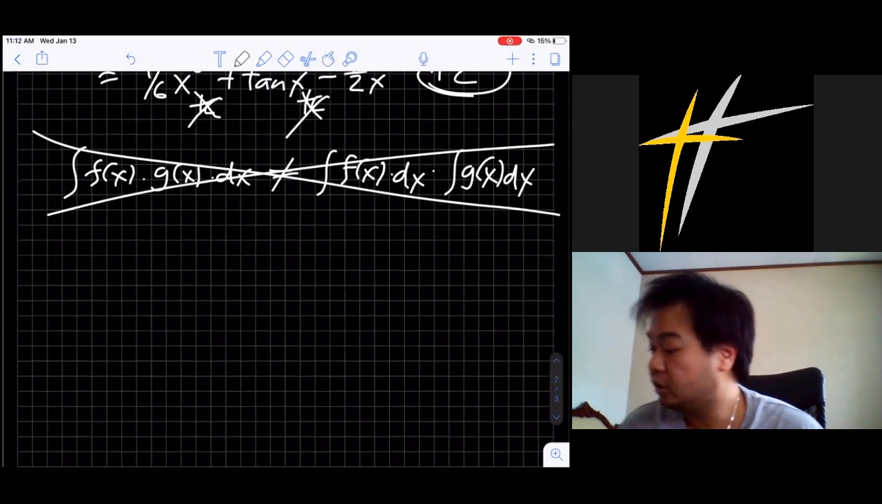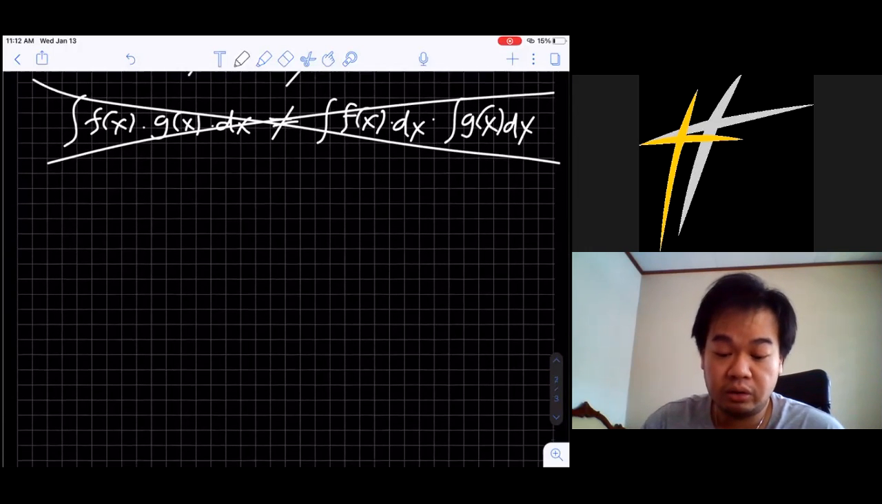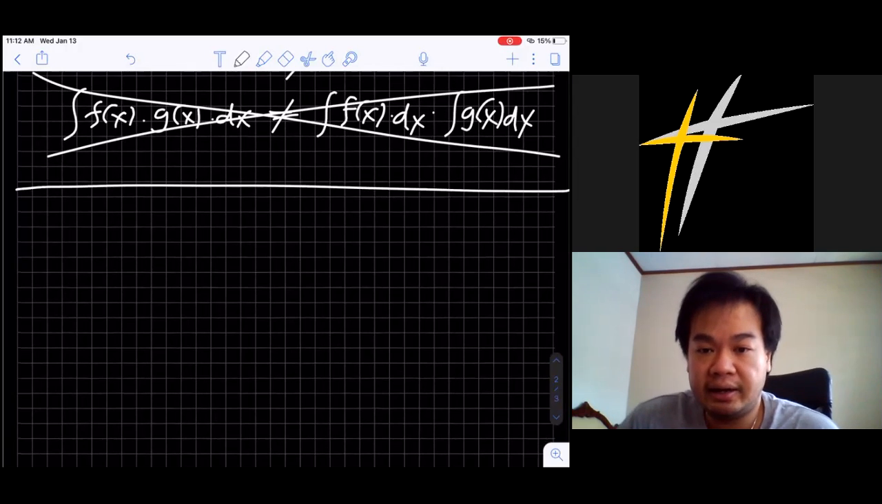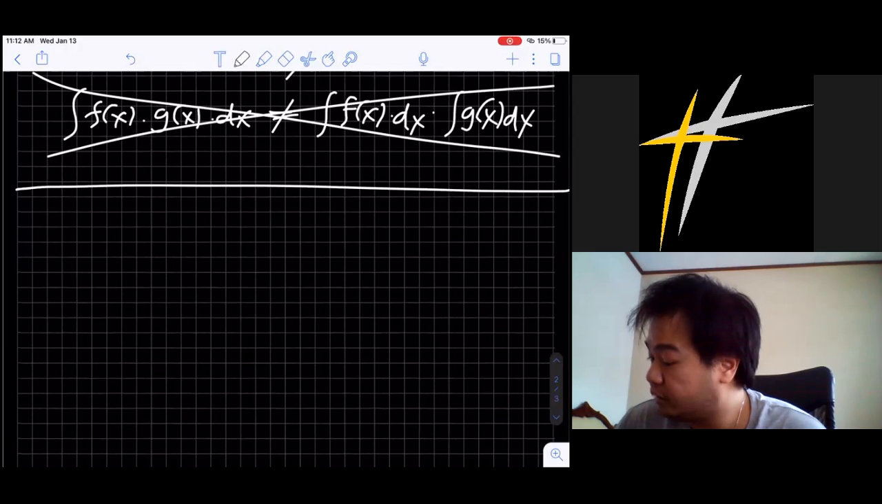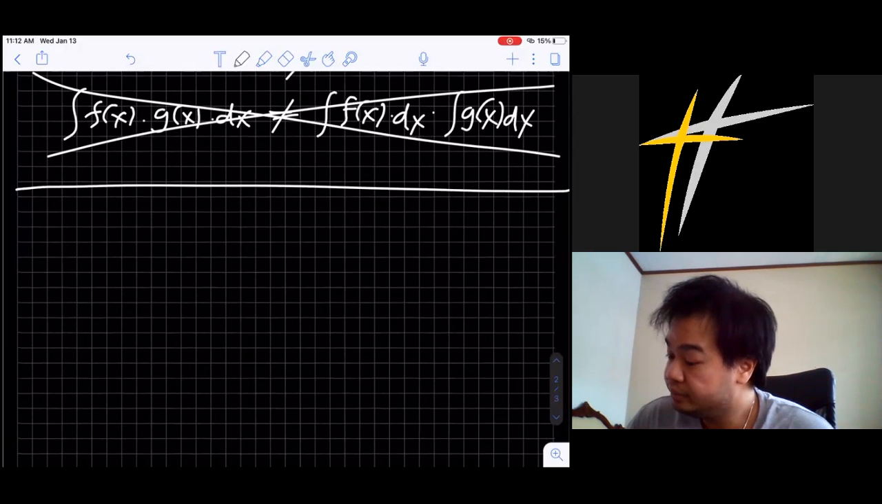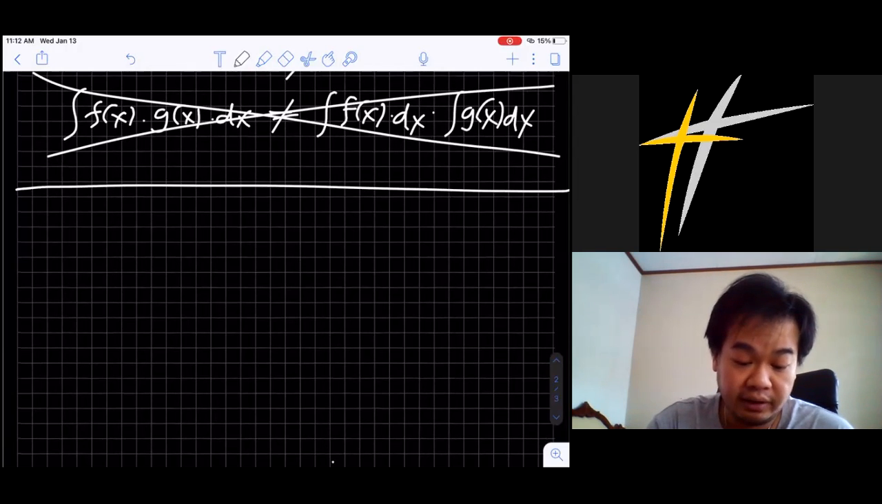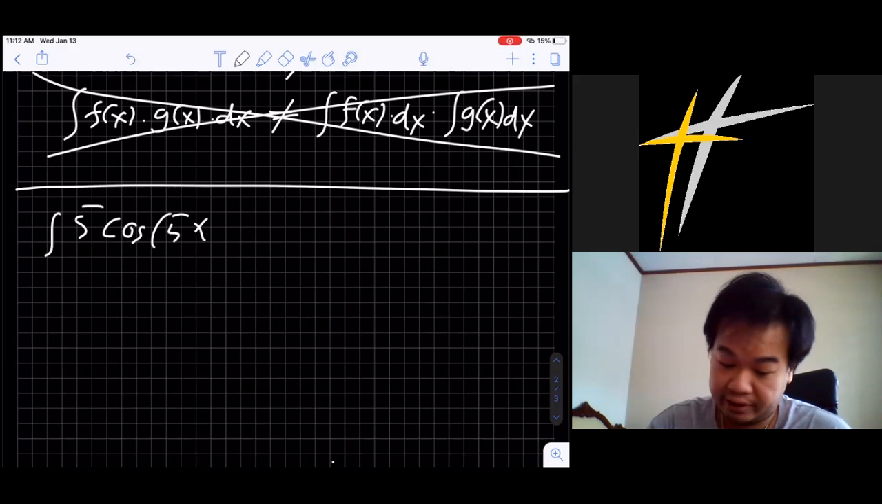Okay. So now I'm going to give you several examples that you will need to see. Now let's look at example 1, page 199. Evaluate the integral of 5 cosine of 5x plus 3 dx.